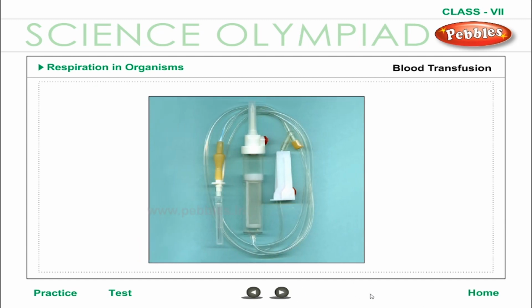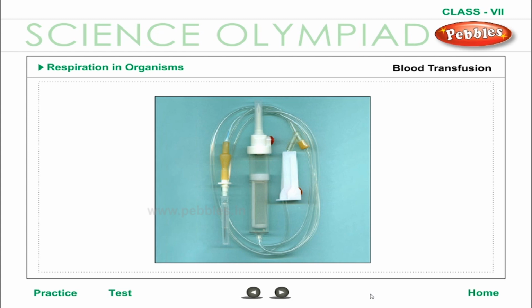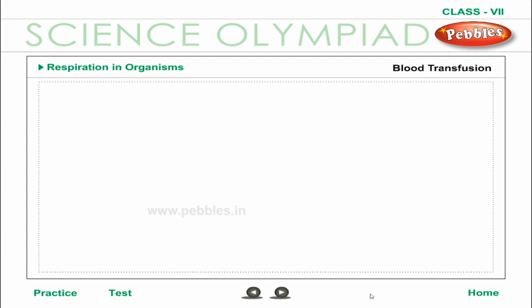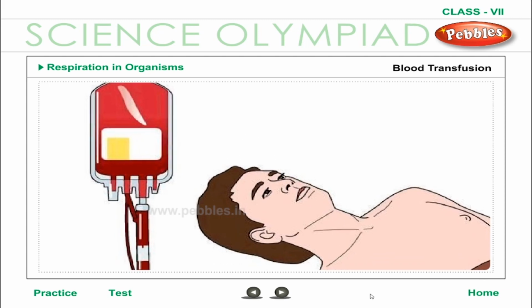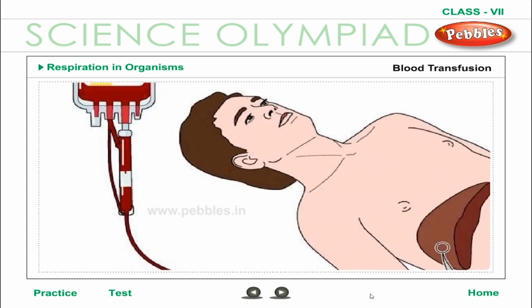Blood transfusion. There are many times when, due to an operation or heavy bleeding in an accident, one needs extra blood to be supplied externally to one's body. This is done by the process of blood transfusion. Blood transfusion involves a donor whose blood is given to another person, the recipient.